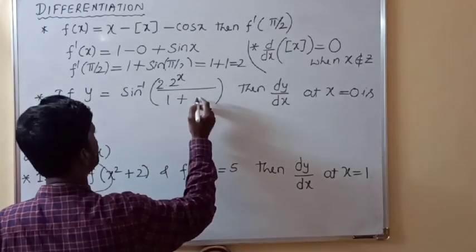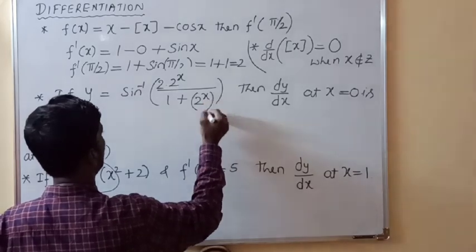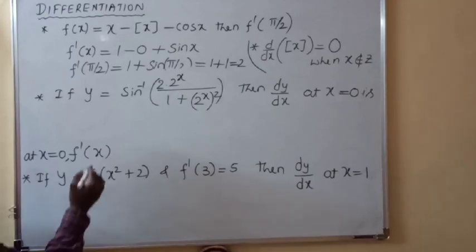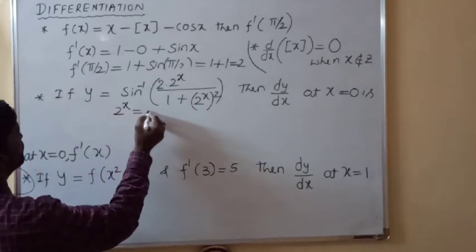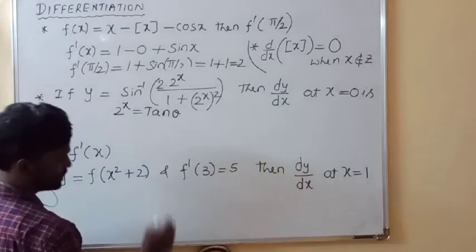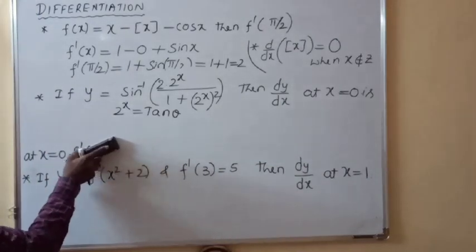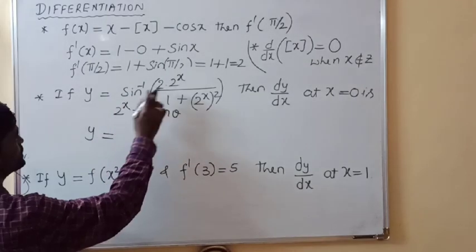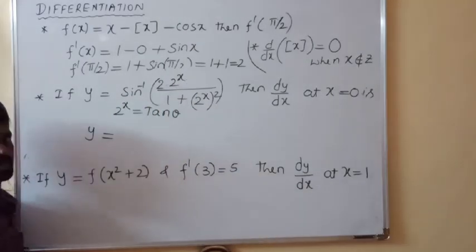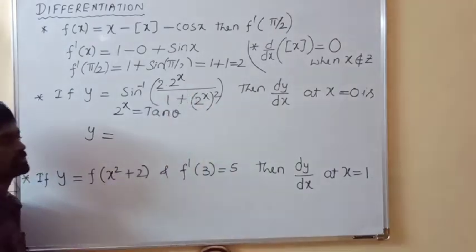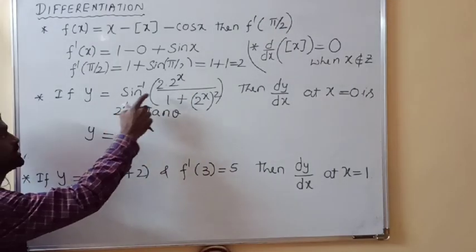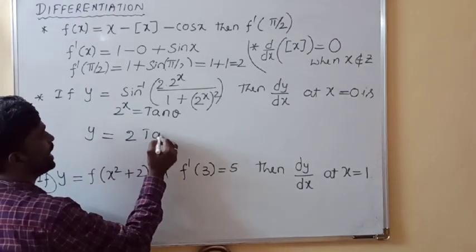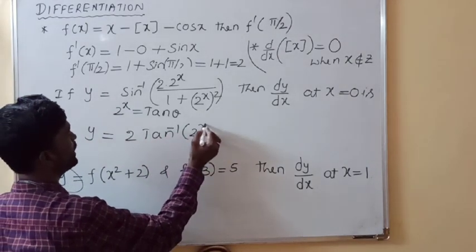This 4 power x, how to adjust? 2 power x whole square, because 2 square is 4, so 4 power x. So now what we have to put? 2 power x is equal to tan theta. If you put 2 power x is equal to tan theta, then y becomes sine inverse of 2 tan theta by 1 plus tan square theta. So this argument becomes sine 2 theta. Sine inverse of sine 2 theta is 2 theta. From this equation, what is theta? Tan inverse of 2 power x.